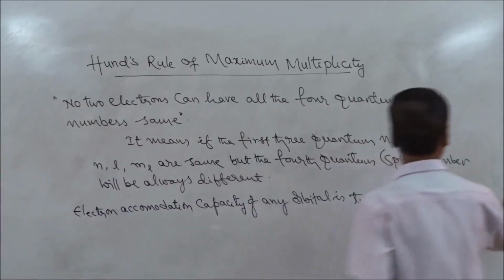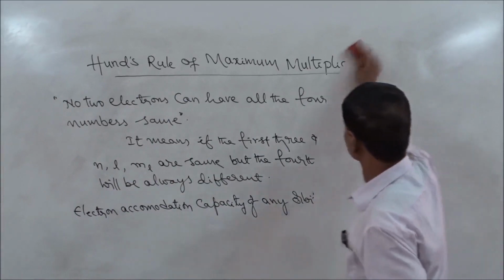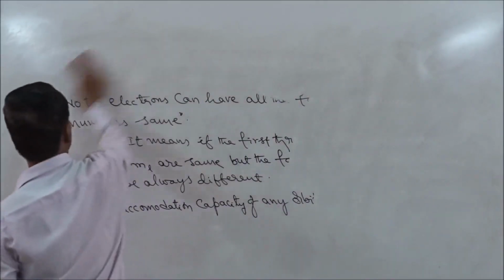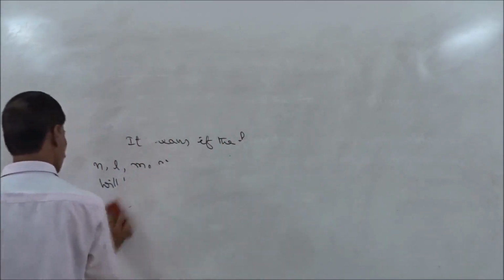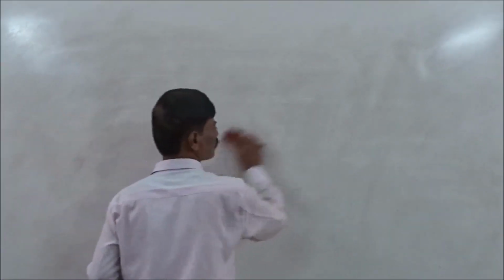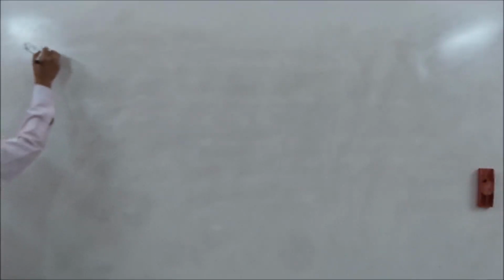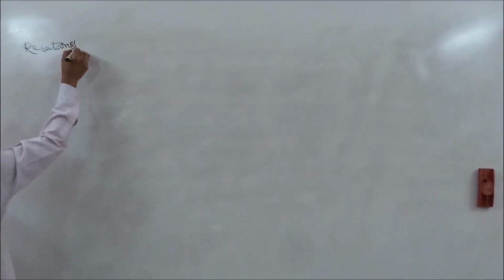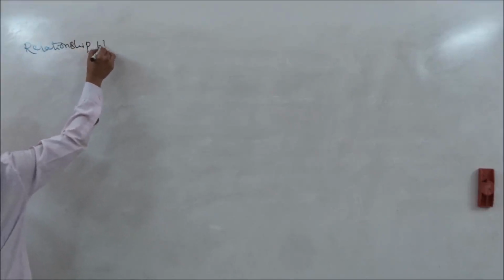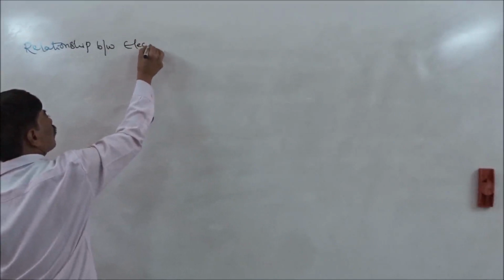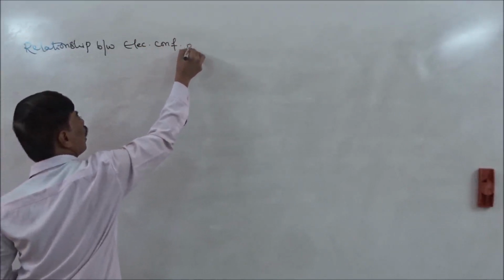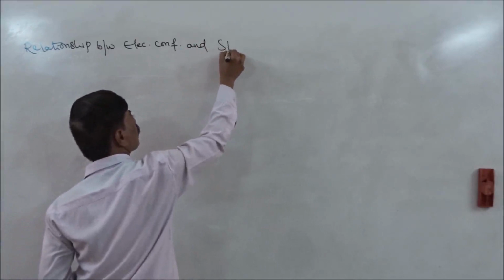Next we will move to electronic configuration and stability of atoms of the elements. That is the relationship between electronic configuration and stability.